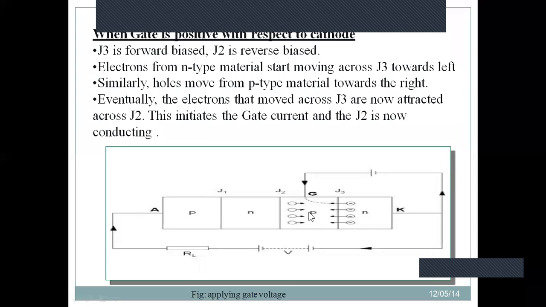So therefore, just like your diode operates only in forward bias, the same thing your SCR will also operate, only in forward bias, not in reverse bias. SCR reverse bias में काम नहीं करेगा, सिर्फ फॉरवर्ड बायस में काम करेगा, और काम तभी करेगा जब आप उसको गेट वोल्टेज अप्लाई करेंगे, नहीं तो काम नहीं करेगा, even though it is forward bias.